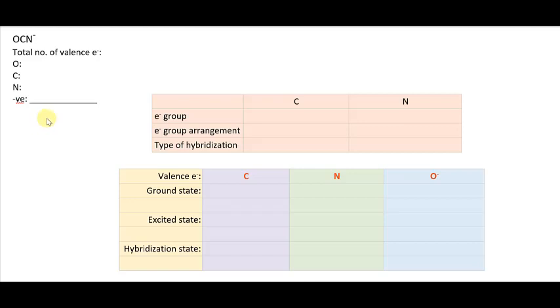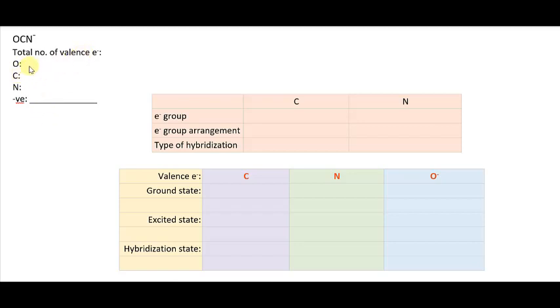Alright guys, in this video, I'm going to show you how to explain the hybridization process for OCN minus. As usual, first things first, we have to calculate the total number of valence electrons.